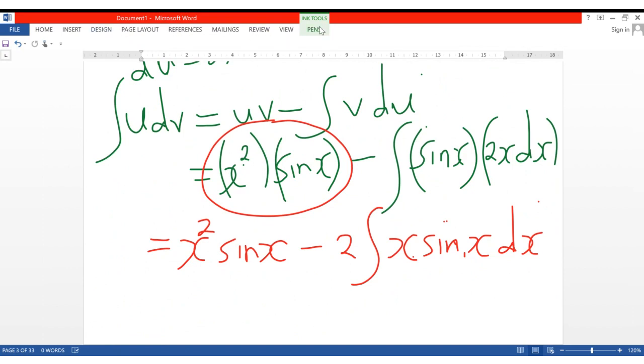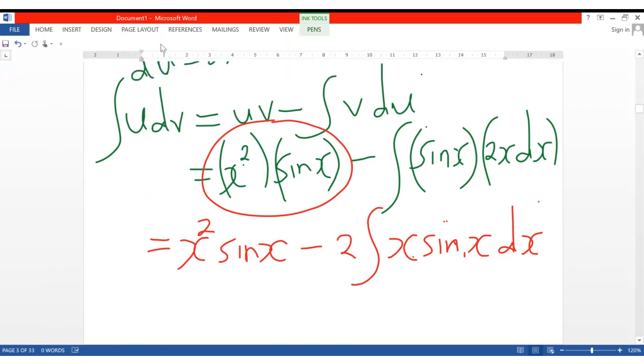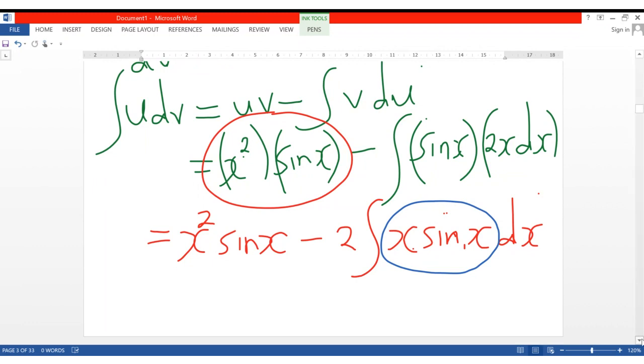So the only question that I will pose now: how do we integrate this one, the one that I'll circle in blue? Because the first part we have said we have already integrated, so we need to integrate this one here. How shall we integrate x sin x dx? It is a product of x and sin x. So again, we shall have to employ integration by parts here.